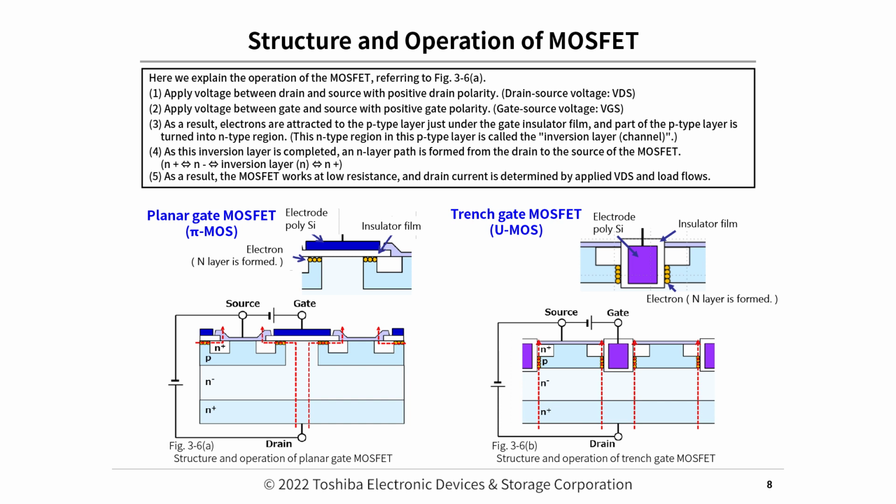3. As a result, electrons are attracted to the p-type layer just under the gate insulator film, and part of the p-type layer is turned into n-type region. This n-type region in this p-type layer is called the inversion layer, channel. 4. As this inversion layer is completed, an N layer path is formed from the drain to the source of the MOSFET. N plus, N minus, inversion layer, N plus. 5. As a result, the MOSFET works at low resistance, and drain current determined by applied VDS and load flows.